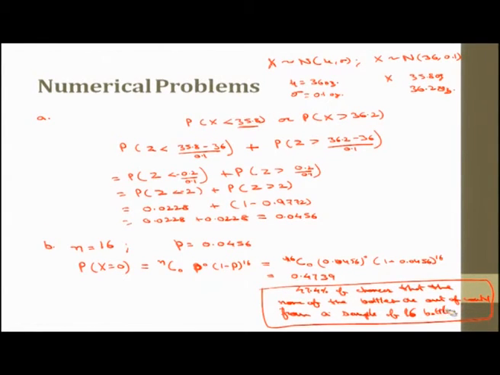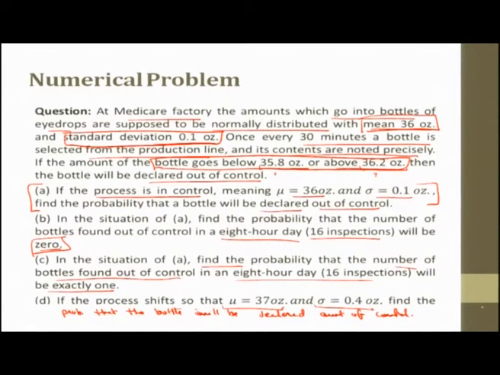I'm so sorry for this. 16 inspections. So next, if the process shifts so that mu is changed, sigma is changed, now find the probability that a bottle will be declared out of control. Now mu and sigma are changed.